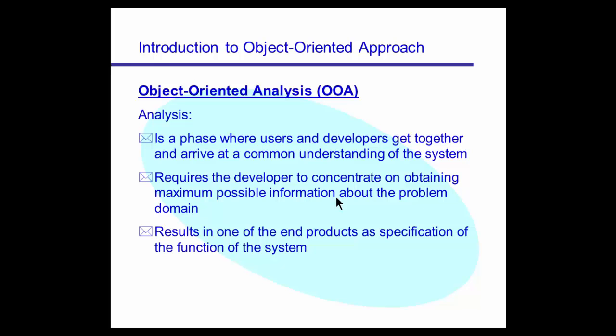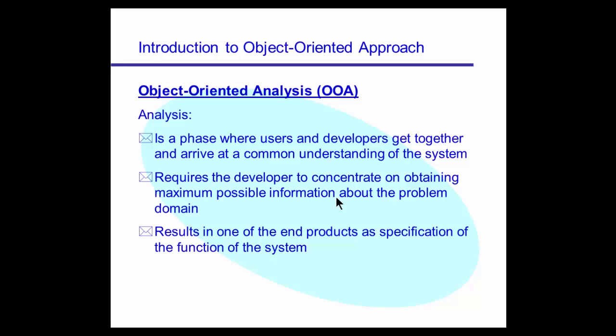The first phase is where the users and developers arrive together at a common understanding of the system. Users are whoever you are going to deliver the software to, and the developers sit in a common arena, understanding the system with both mindsets.